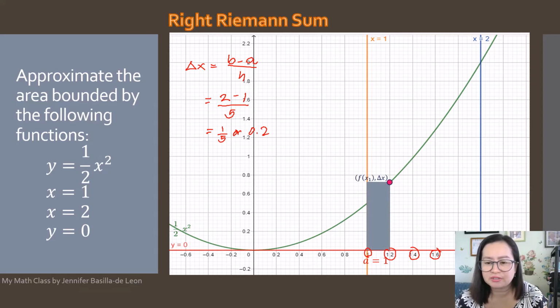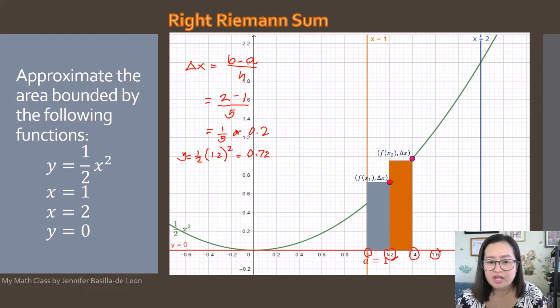So our first rectangle would have a width of delta x and a length of x sub 1. Now, since we are considering the right vertex of the rectangle, we shall have x sub 1 equal to 1.2. Now, evaluating y equals 1/2 of 1.2 squared, we shall have 72 hundredths.